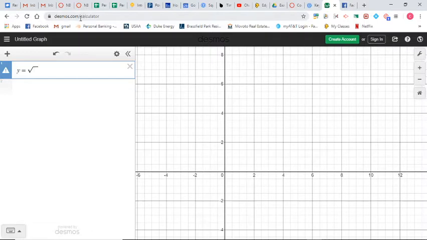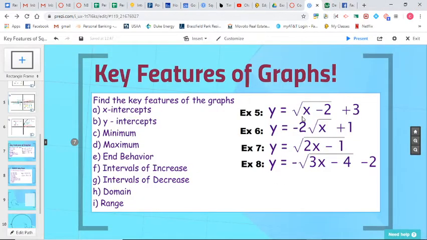Okay, so I'm going to type x minus 2. Now, how you get out from underneath the square root, I'm going to hit my right arrow key, and you see, now I'm not under the square root anymore, and then I'm going to type plus 3. Okay, so this is your first function. Again, these are the equations we'll be graphing for 5, 6, 7, and 8, so just keep that in mind.